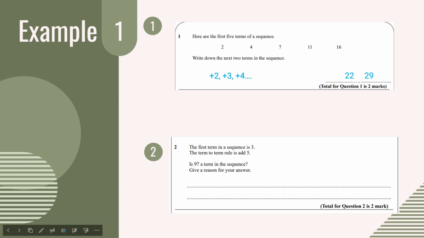In question 2, it states, the first term in the sequence is 3. The term-to-term rule is add 5. The question is, is 97 a term in this sequence? And you must give a reason for your answer.